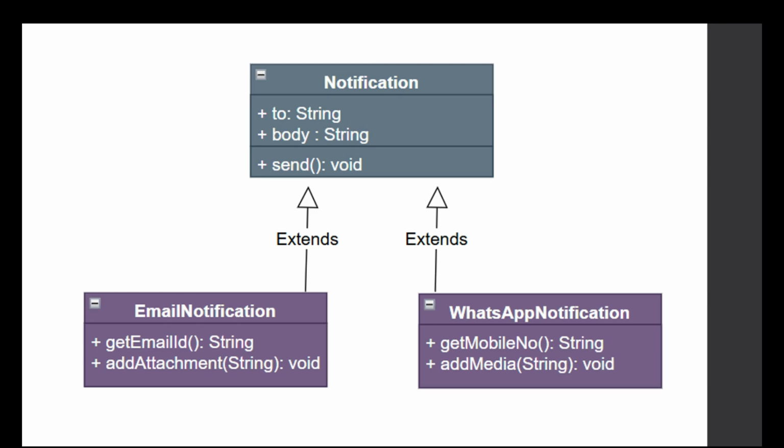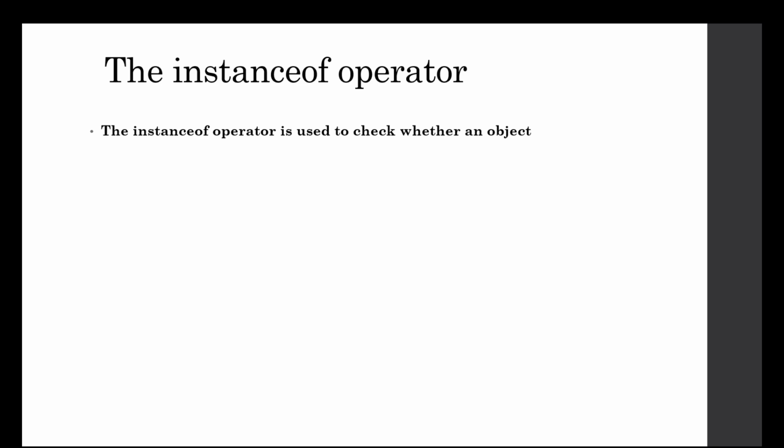And the second implementation class is WhatsAppNotification. This class also has two methods named getMobileNumber and addMedia. So getMobileNumber is going to return the mobile number of the user whom we are going to send the WhatsApp notification, and using the addMedia method we can add the image in the WhatsApp notification.